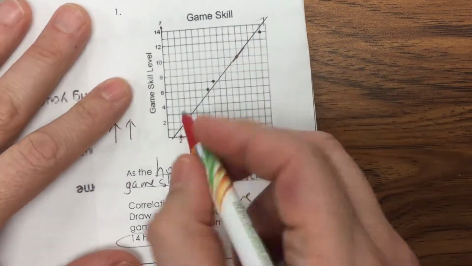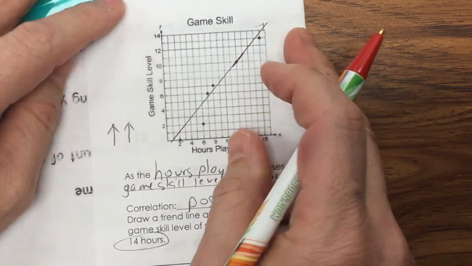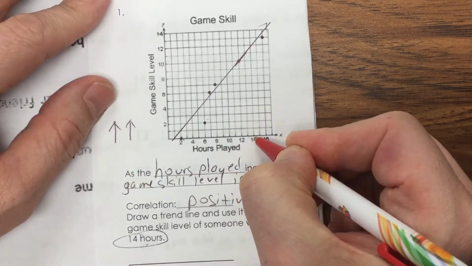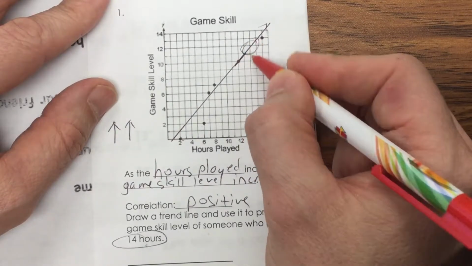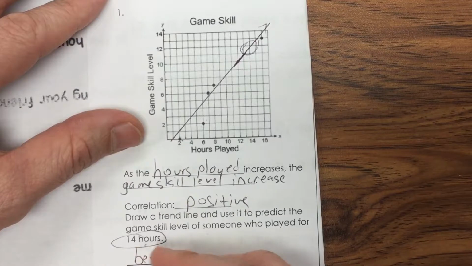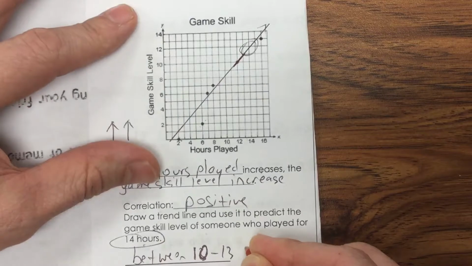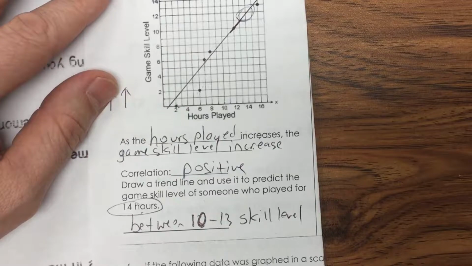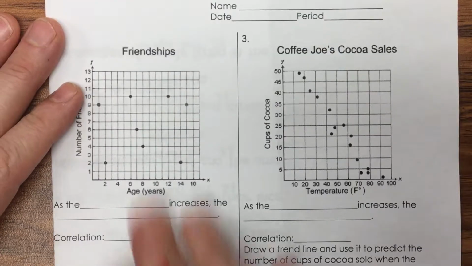Okay, so actually if I were to do it again, I might even change that a little bit, but it's decent, right? So based on my line, 14 hours would give me a skill level somewhere in this area, right? So maybe between 10 and 13. Between 10 and 13 skill level. And that's it. So you guys are going to do number 2 and 3 on your own. All right? Go ahead and do that.